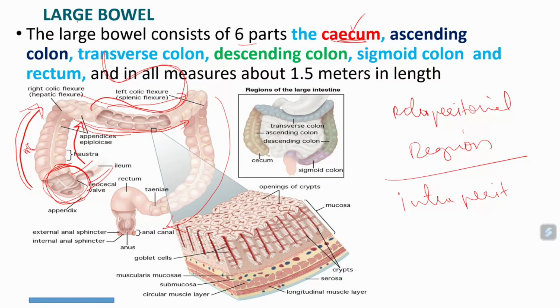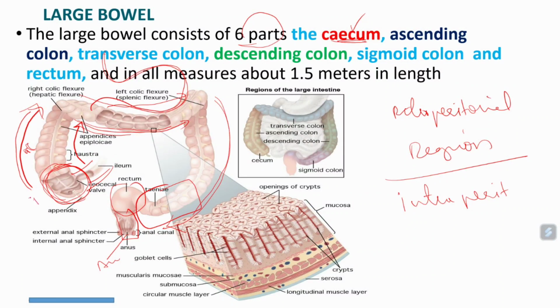The large intestine has 6 parts. The first part is the cecum, second is the ascending colon, third is the transverse colon, and fourth is the descending colon. And here we have the sigmoid colon, till here. And this is the rectum, and the rectum leads to the anus. So how many parts of the colon do we have? 6 parts.